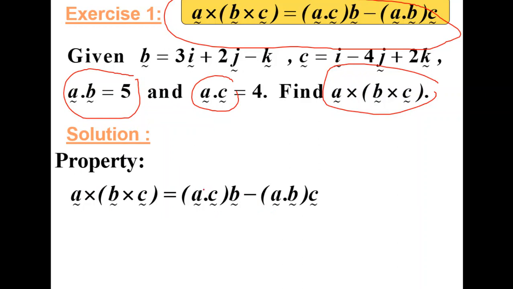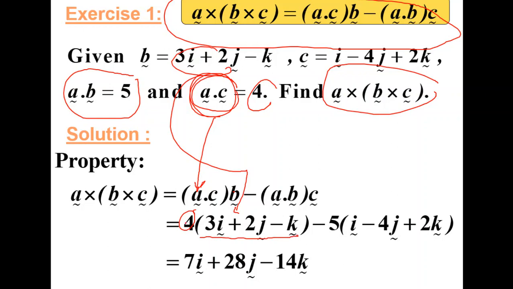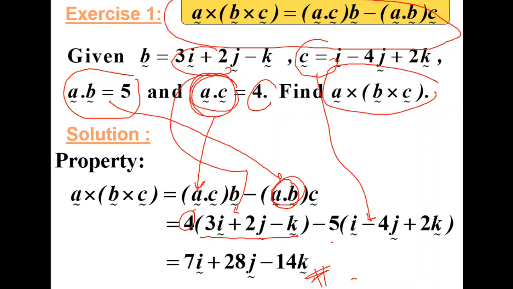You need to remember the property. Substitute: A dot C is equal to 4, and vector B is given. 4 is a constant scalar, times vector B, minus A dot B, given as 5, times vector C, which is given. So expand. The answer is a vector. You need to remember this property.